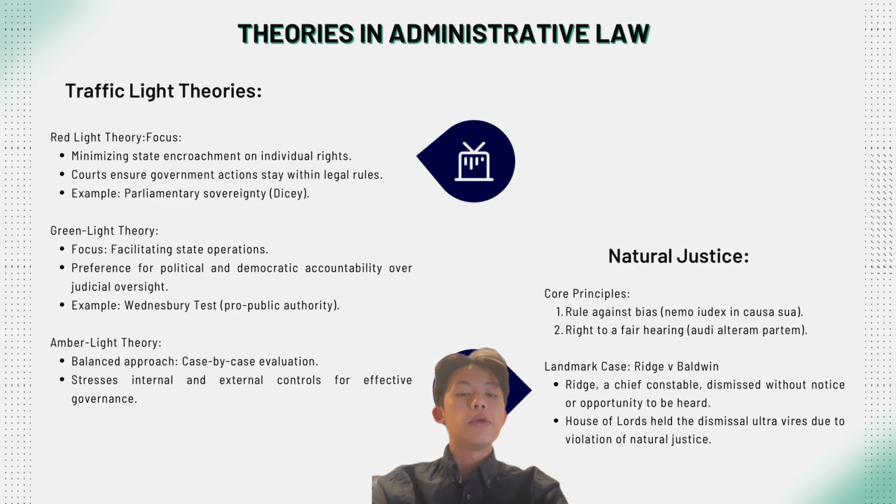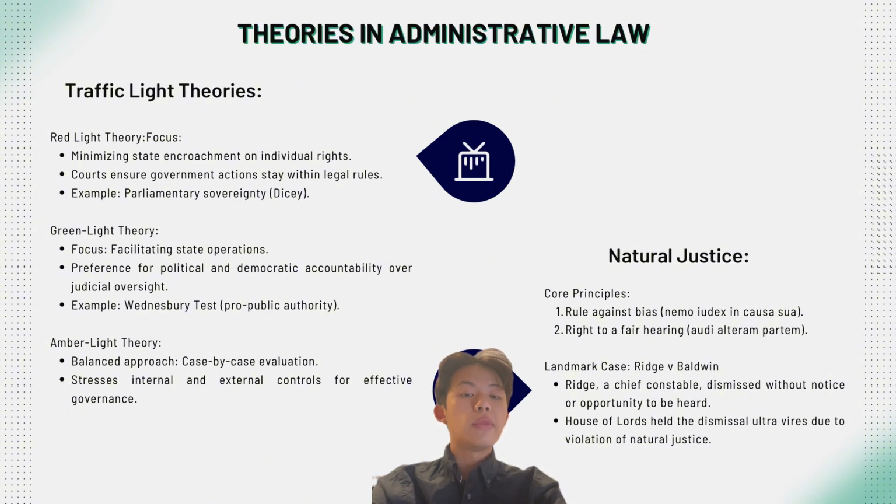So the Wednesbury unreasonableness test is an example of the green light theory in administrative law, as it is generally pro-public authority. In response to these two schools of thought, a third way has been advocated, which is the amber light theory. It lies between the red and green extremes and suggests that the approach to be taken should be determined on a case-by-case basis depending on the circumstances of the case. So the amber light theory stresses the importance of control inside and outside the court for effective public administration.